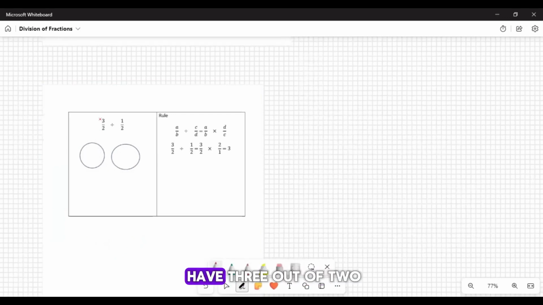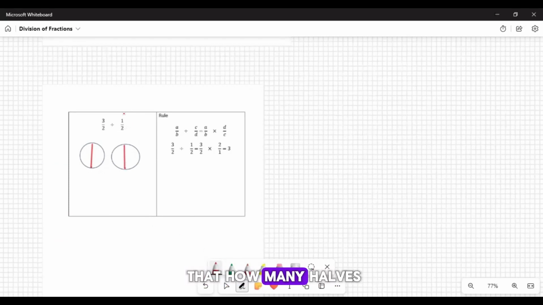So let's look at this one too. Let's say we have 3 out of 2, and 3 out of 2 is 1.5. So let's look for 1.5. Sorry, this is messy. This tells us how many halves do you have in 1.5? There are 3. So that will be equivalent to 3.